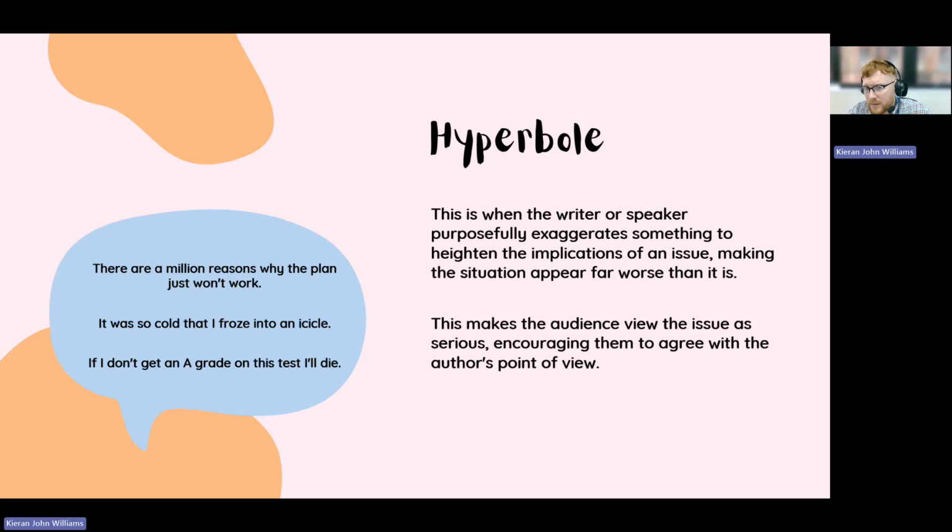We've also got the other example here of if I don't get an A, I will... Okay, so of course this is not literally true, but you have heightened the seriousness of the issue. So hyperbole grabs attention and pushes your audience to see the situation as more urgent or dramatic than they might otherwise believe.